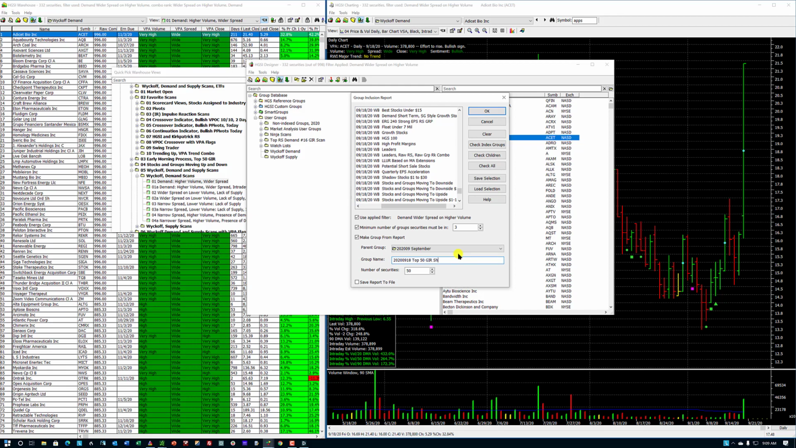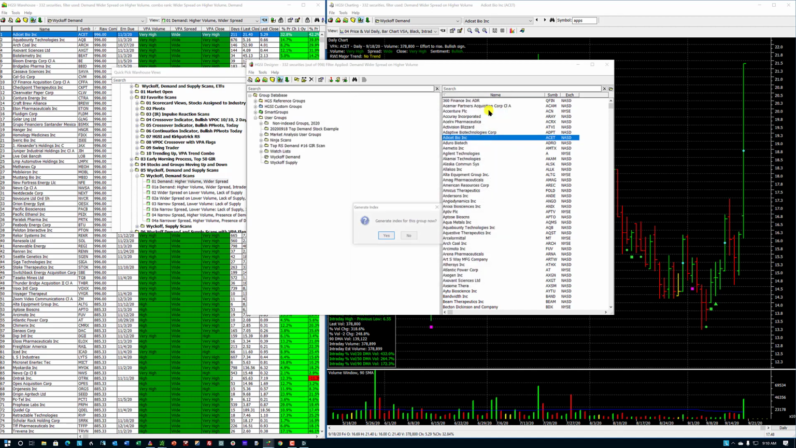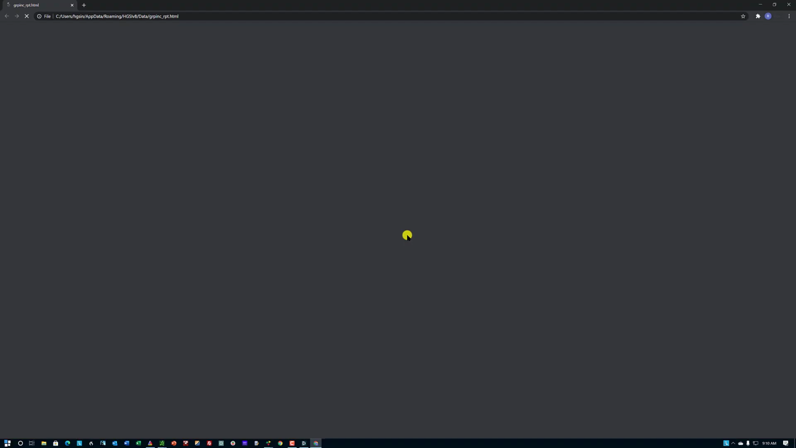I'm just going to call these top demand stocks. And where am I putting it? I'm just going to put it up here in my user groups. And I just use the number 50 arbitrarily. I'm not going to get 50 stocks. I know that. But I'll get all of them. So I'll just put example on here so I can differentiate from what I've already done. I'm going to click on that.